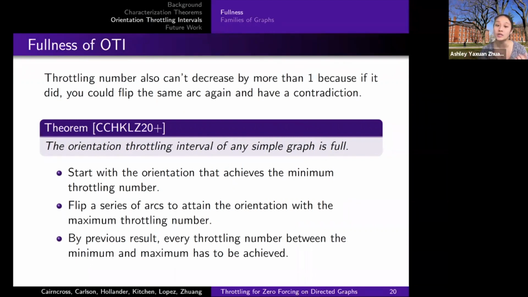So now from this lemma, it immediately follows that the orientation throttling interval of any simple graph is full, because we can just start with the orientation that achieves the minimum throttling number, and flip whatever series of arcs we have to attain the maximum throttling number. And by this previous result, every throttling number between the minimum and maximum has to be achieved by one of these intermediate graphs, because it can only change by at most 1 in each flip.